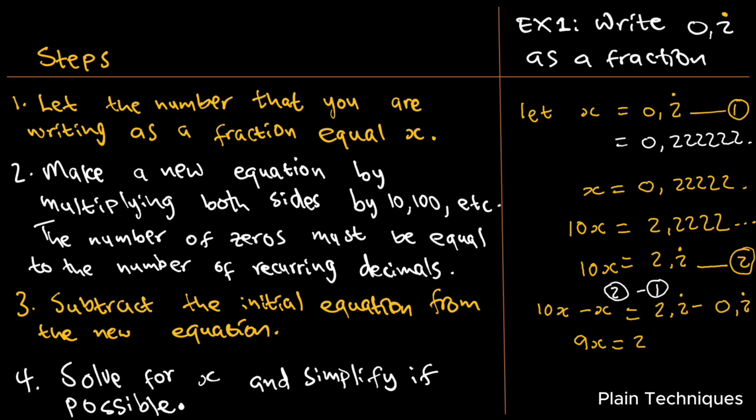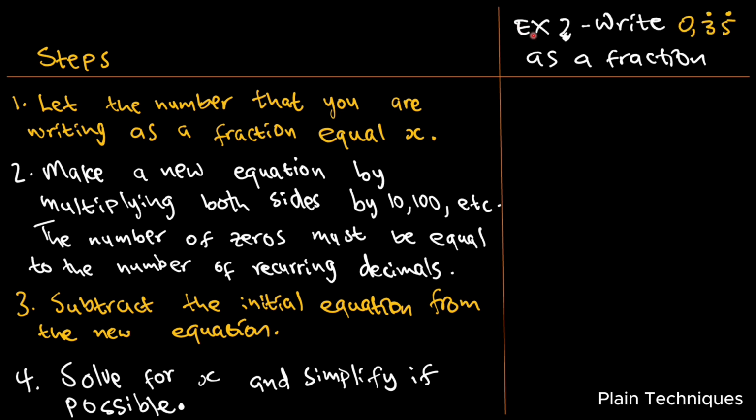I have 2. So solving for x, this will be 2 over 9. I just simply divide both sides by 9.